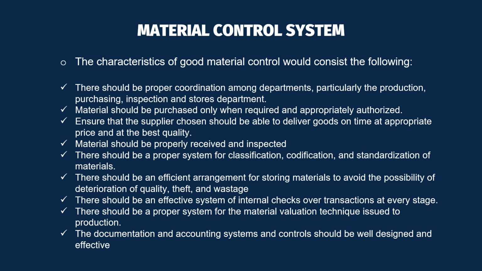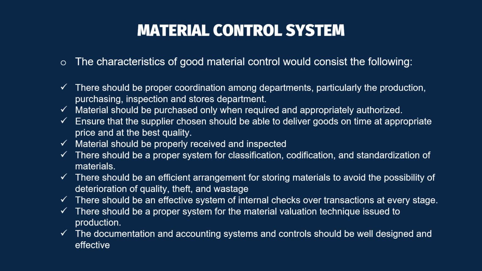As we know, material is considered one of the important and major parts of the production process. Therefore, having good material management will help the performance of the production run smoothly, and consequently the overall performance of the company. So one of them is that the company should ensure proper coordination among departments, such as the production, the purchasing, the inspection, and the stores department. These departments are essential in the production process.